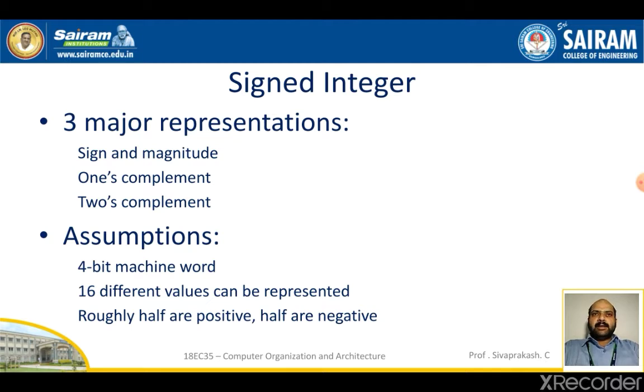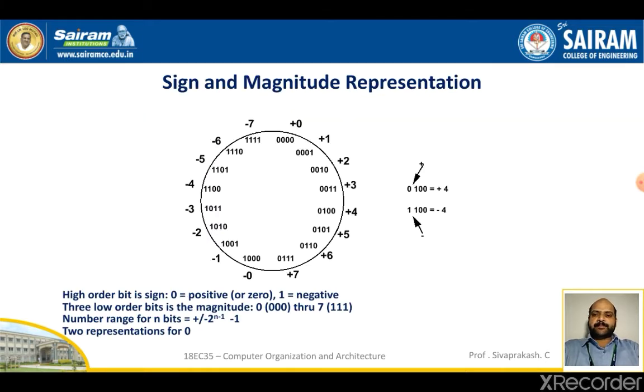The 16 different values are taken from 0000 to 1111 in binary form, and the same thing can be represented in decimal as 0 1 2 3 4 5 6 7, as well as -0 -1 -2 -3 -4 -5 -6 -7. Different terms are used to represent these three major representations: sign and magnitude, 1's complement representation and 2's complement representation. Let us see one by one.